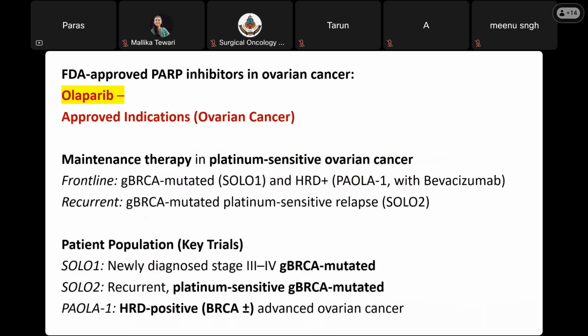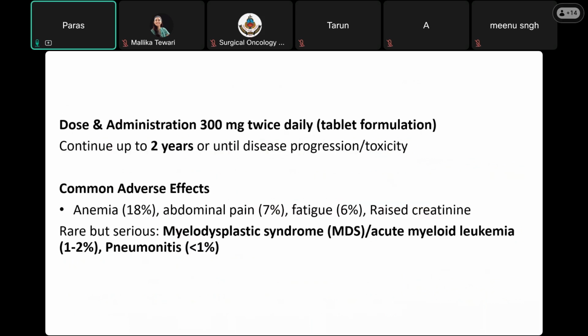Olaparib has approved indications in first line maintenance therapy and in relapse in ovarian cancers. Dose is 300 mg twice daily, continued up to 2 years or until disease progression. The most common side effects are anemia, abdominal pain, fatigue, and raised creatinine. Rare but lethal side effects are myelodysplastic syndrome and acute leukemia, seen in 1 to 2%, and fatal pneumonitis in less than 1%.